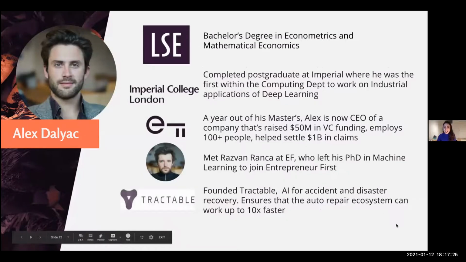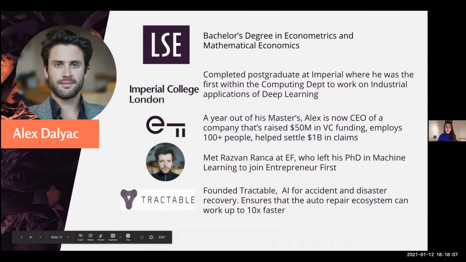Next up, we are highlighting Alex Daliac, who is the co-founder and CEO of Tractable, which utilizes AI to assist accident and disaster recovery worldwide. So this is really impactful because, as we all know, accidents and disasters are very disruptive to lives, yet assessing insurance claims can take a human appraiser weeks or even months. So their technology uses computer vision, and it takes just minutes to assess and create estimates, ensuring that the auto repair ecosystem can work up to 10 times faster with fewer inaccuracies and lower costs.